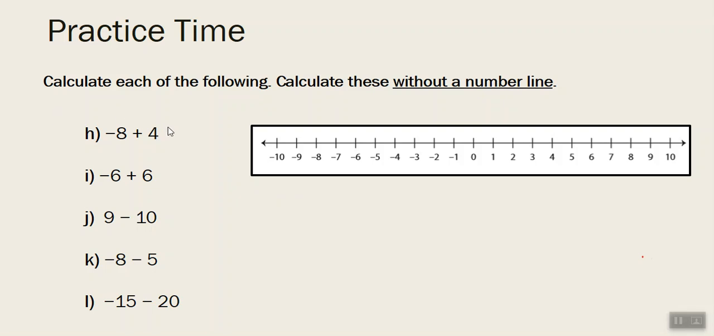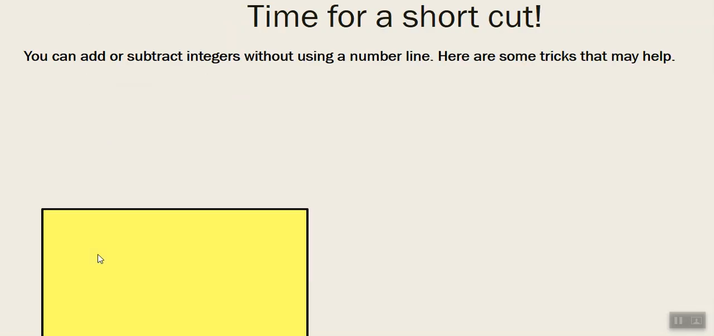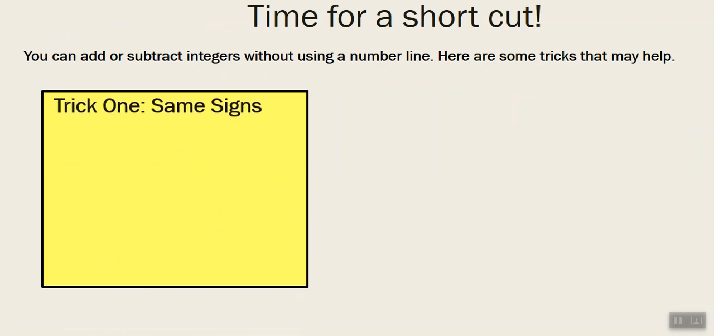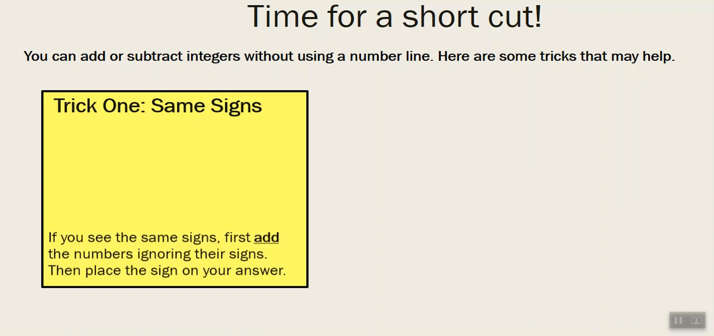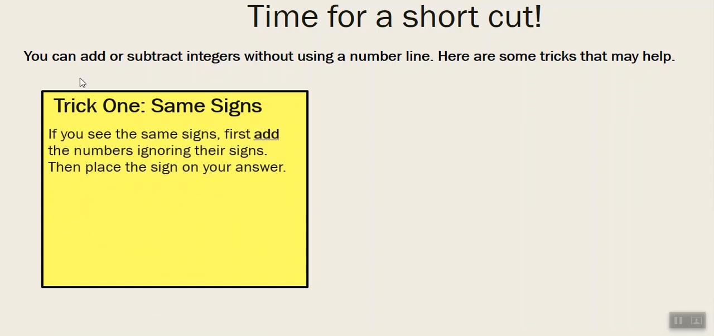Now, if you have missed out on a particular lesson or are not sure on how to approach this without a number line, just write down the following notes. So time for a shortcut. If you have missed one of our lessons, please write this down. You can add or subtract integers without using a number line. Here are some tricks that may help. Trick one, same signs. If you see the same signs, first add the numbers, ignoring their signs.